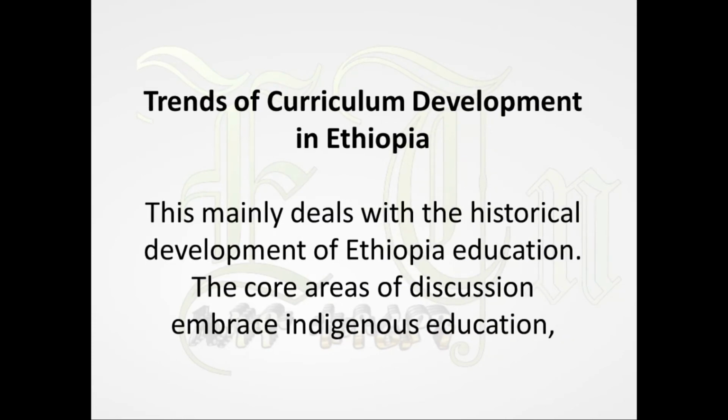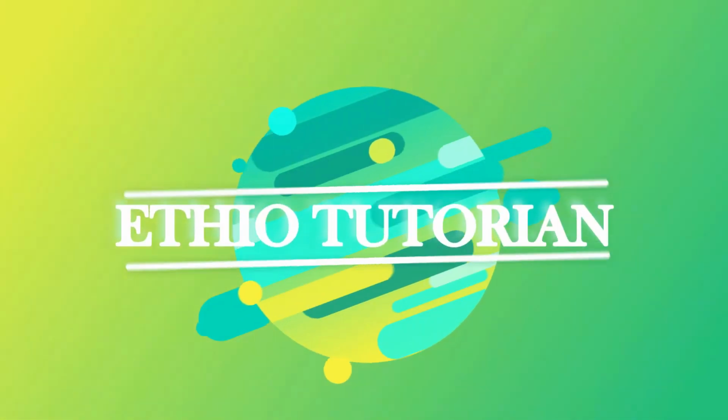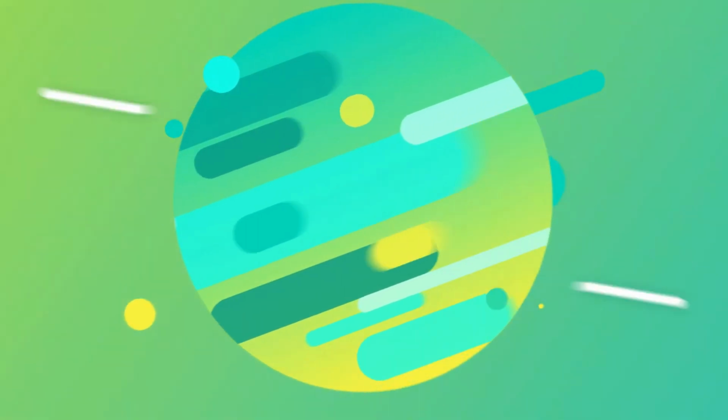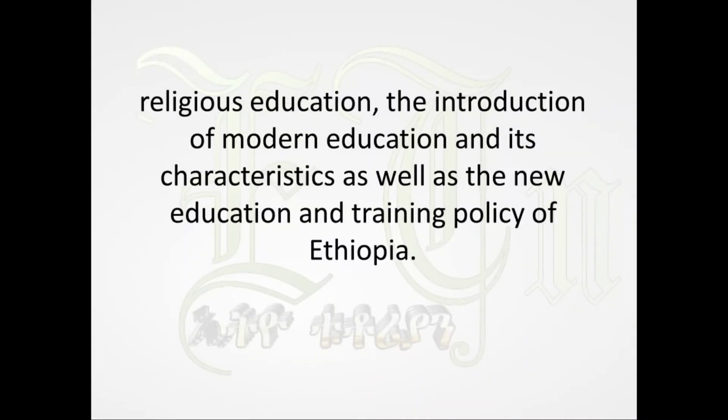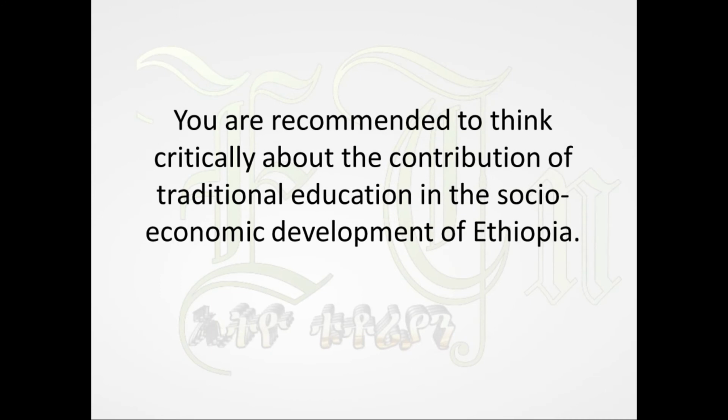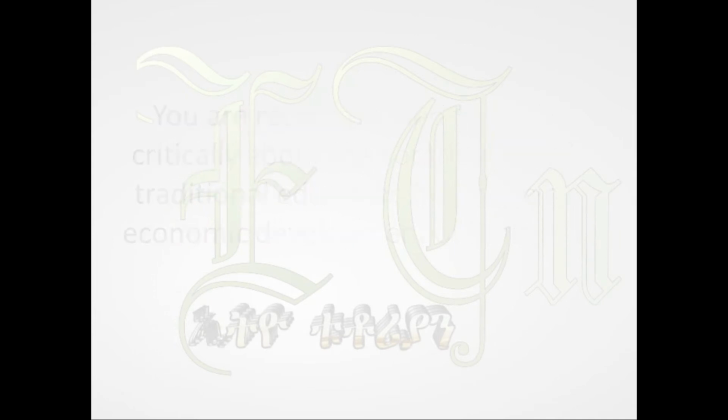Trends of curriculum development in Ethiopia. This mainly deals with the historical development of Ethiopian education. The core areas of discussion embrace indigenous education, religious education, the introduction of modern education and its characteristics, as well as the new education and training policy of Ethiopia. You are recommended to think critically about the contribution of traditional education in the socio-economic development of Ethiopia.